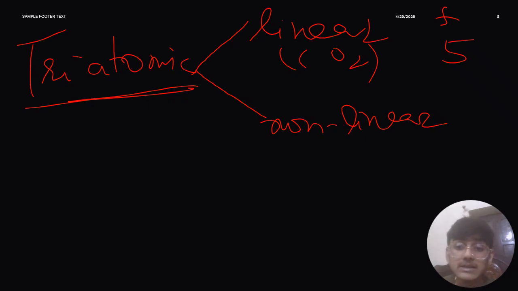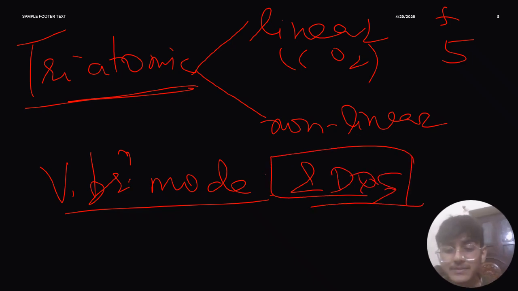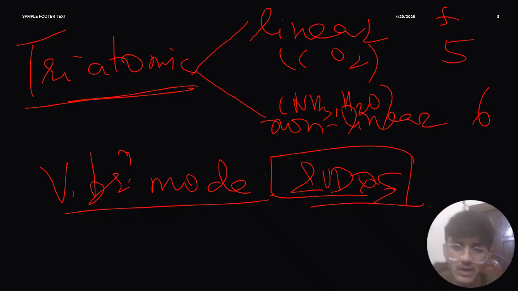All are taken at room temperature, low temperature. We have not considered the high temperature, otherwise we will add vibrational mode of freedom, and that is 2. One vibrational mode means 2 degrees of freedom. Remember, sometimes we use the word vibrational mode, it means you have to add 2 vibrational degrees of freedom, VDOF. For non-linear molecules we have 6, and examples are NH3 and H2O. So this is the basic idea which you must have, then we can proceed to the further concepts.